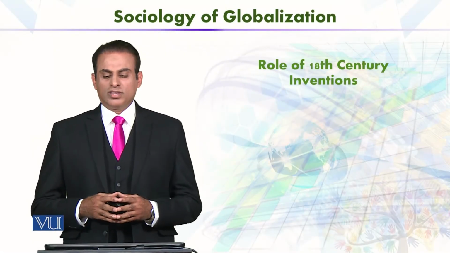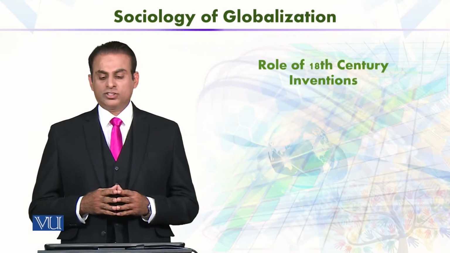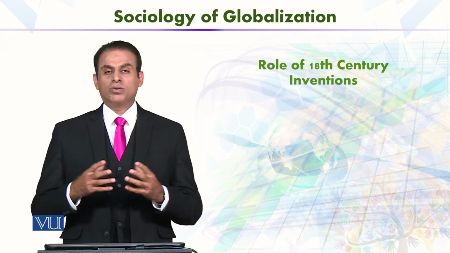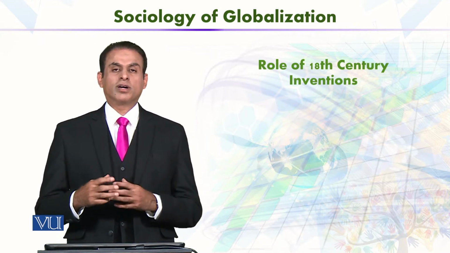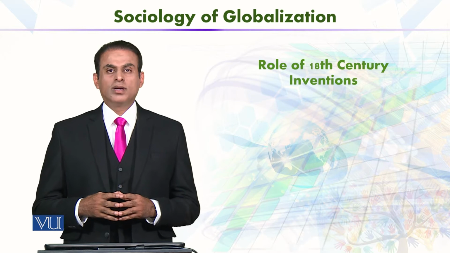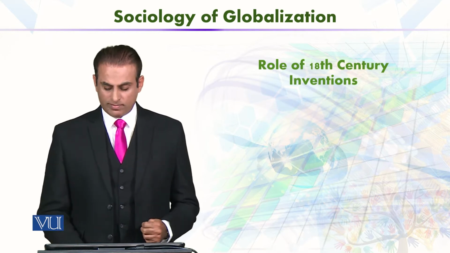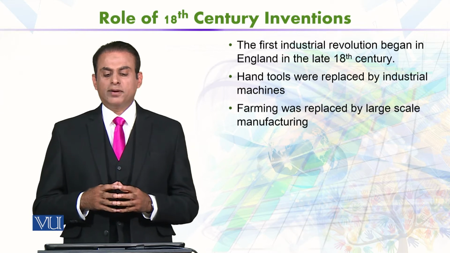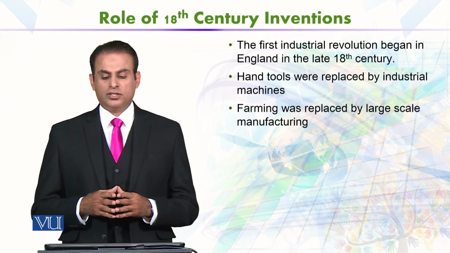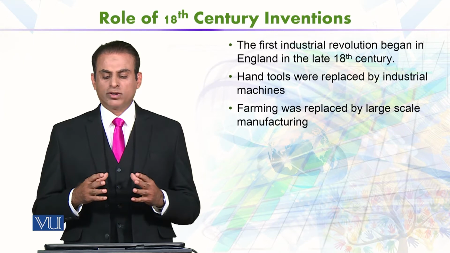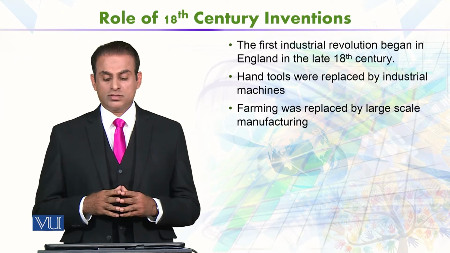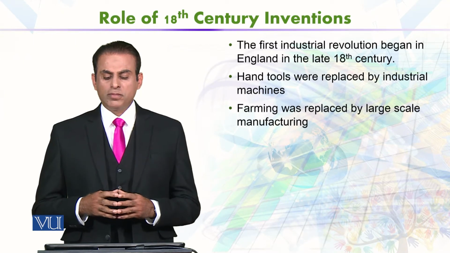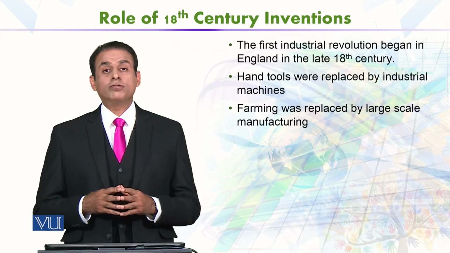Today's module is all about the role of 18th century inventions, and how this globalized world, which we were talking about in our previous module, has integrated the whole world. The first industrial revolution began in England in the late 18th century. Hand tools were replaced by industrial machines. Farming was replaced by large scale manufacturing.